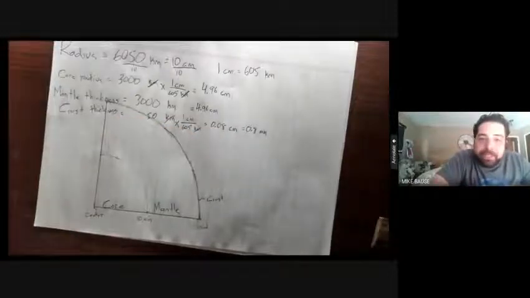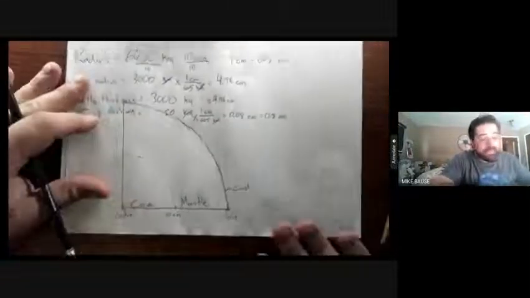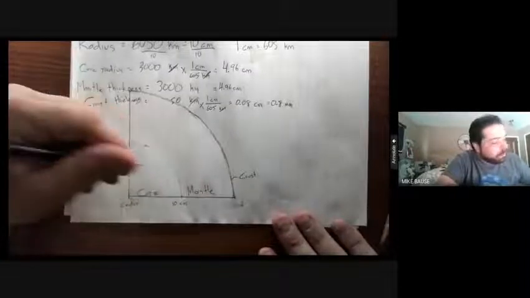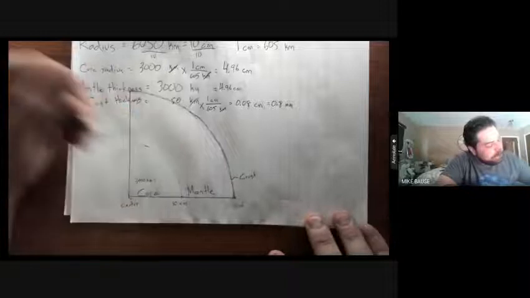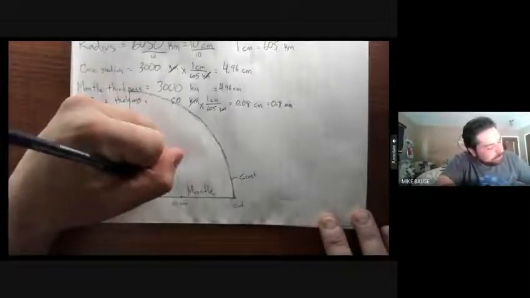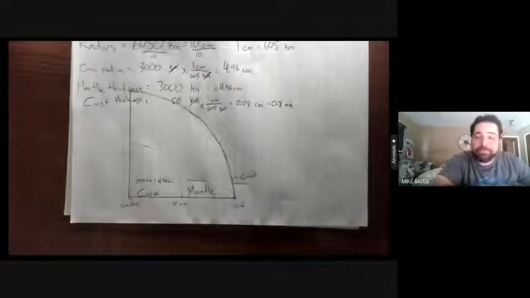Okay, last thing you should do when you make these drawings, tell me how thick they are. Put it right here on it. Core is 3,000 kilometers. Scale 4.96 centimeters. Do the same thing for the mantle. Do the same thing for the crust. And you're done. That's part 4.